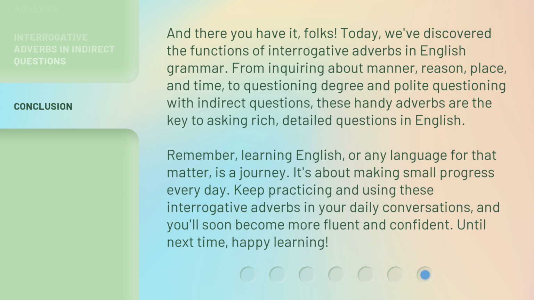Remember, learning English, or any language for that matter, is a journey. It's about making small progress every day. Keep practicing and using these interrogative adverbs in your daily conversations, and you'll soon become more fluent and confident.